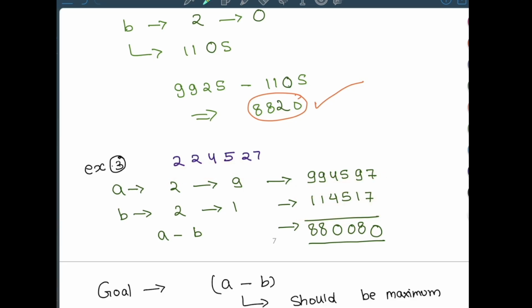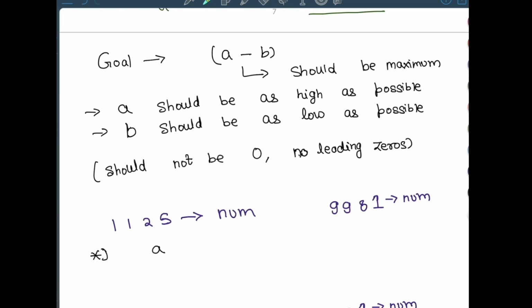114517. Take the difference of those two numbers, A minus B. The difference is going to be 880080. That's the output we have if the given input is 224527. Now let us try to understand the solution approach.